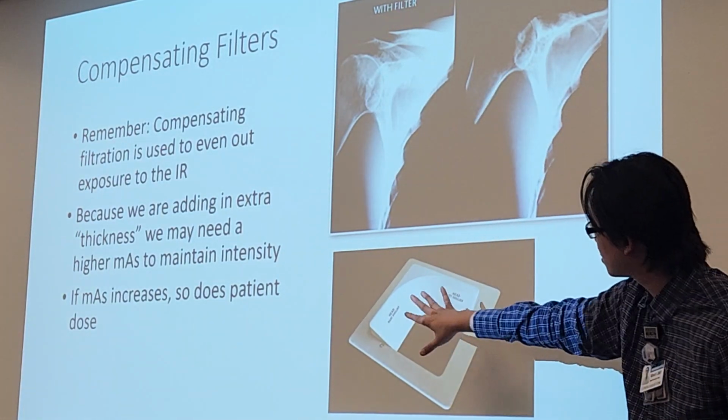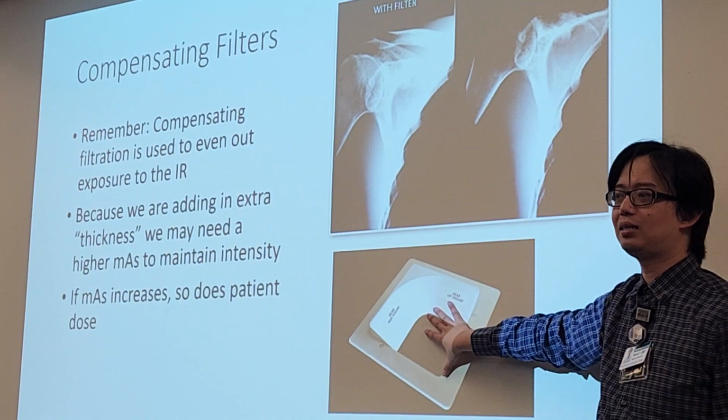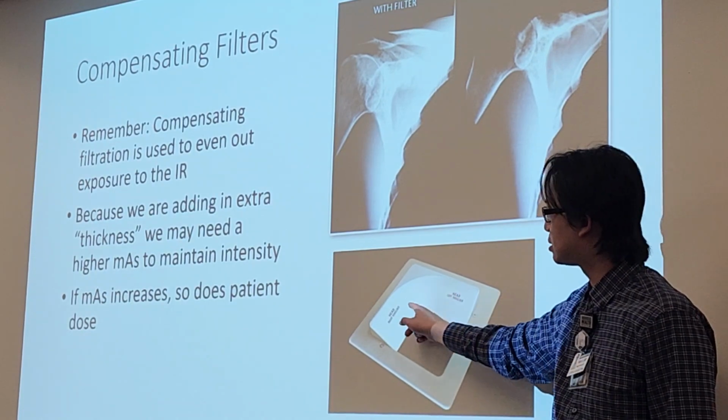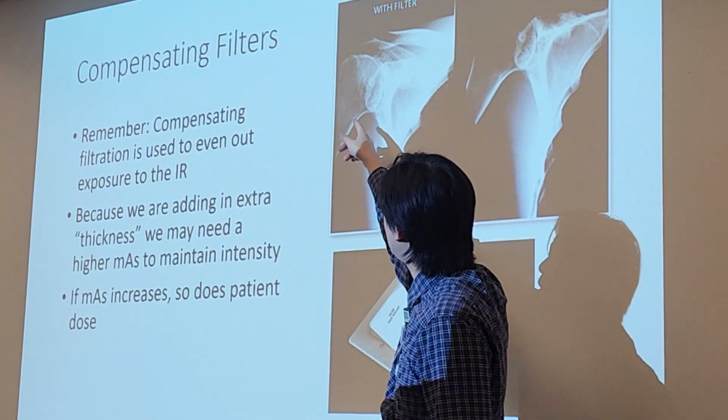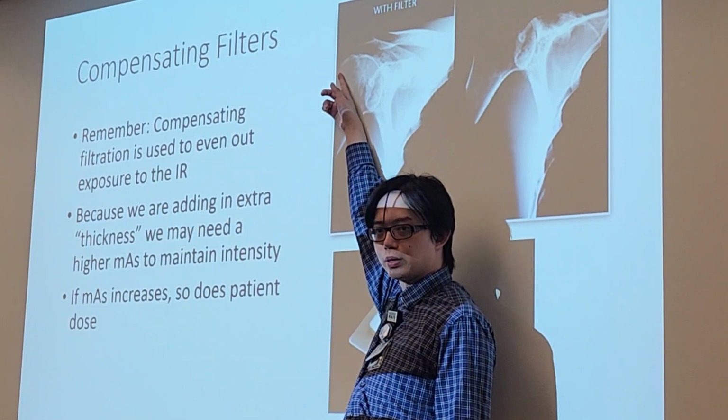So we use a compensating filter. You see it's thick over here to help absorb the X-rays. And now you can properly see the greater tubercle there.